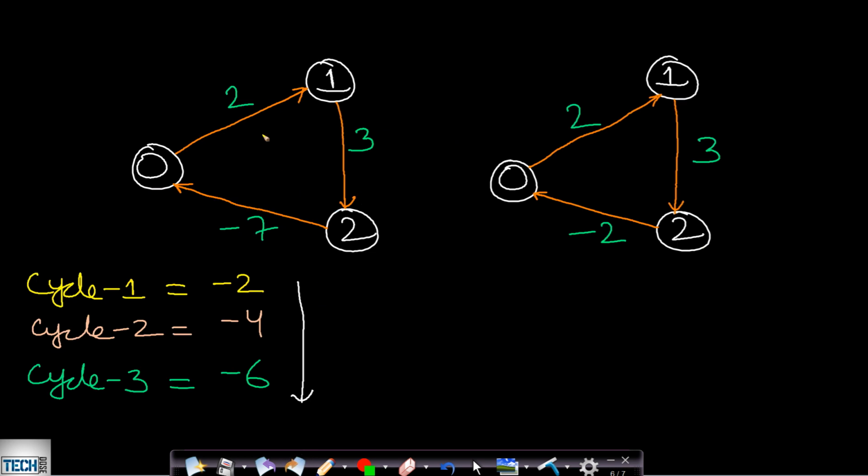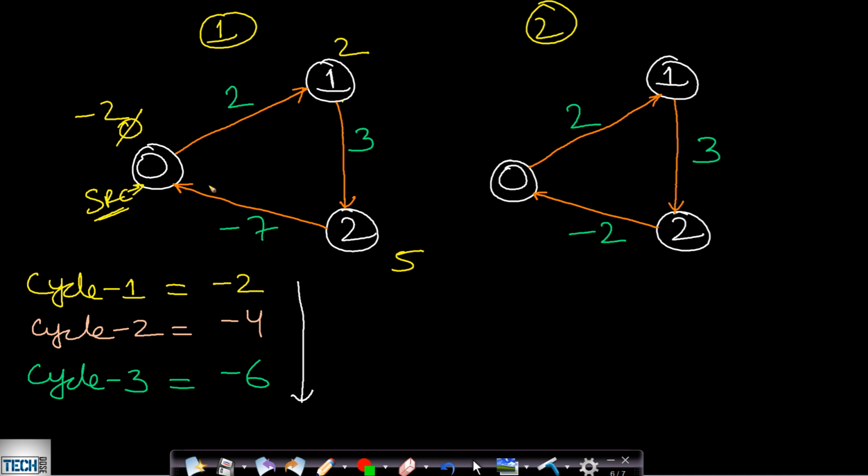So why is that? Let us look at an example. This is graph 1 and this is graph 2. Now in graph 1, if we start from this source node 0, it will have initial cost 0. From 0 to 1 the cost will be 2. From 1 to 2 the cost will be 5. And now from 2 to 0 the cost will be 5 plus minus 7, which will be minus 2. So this is after one round of relaxation.